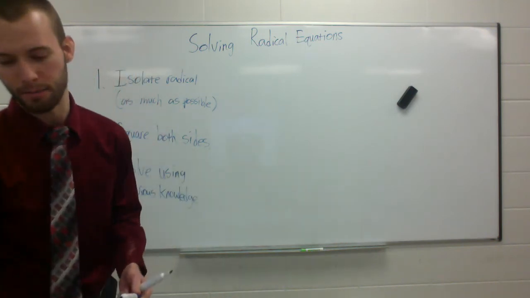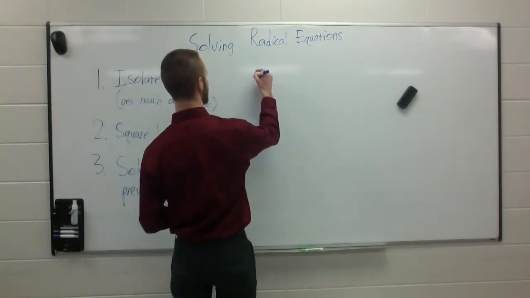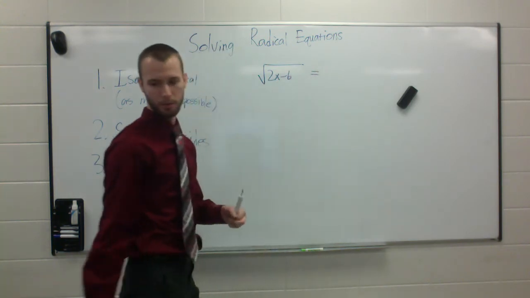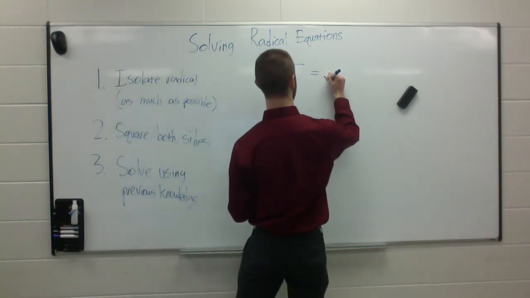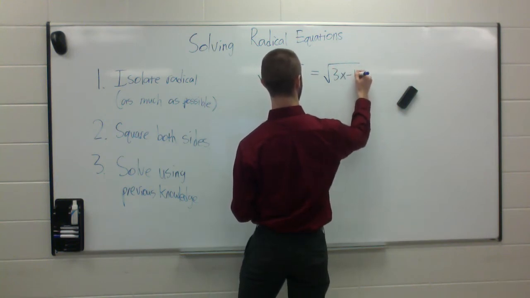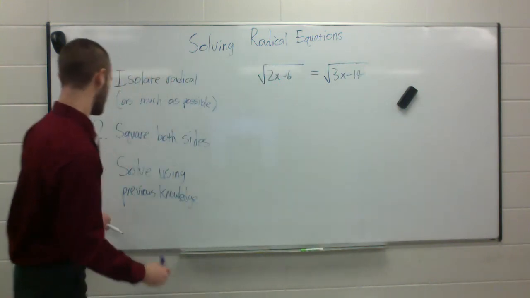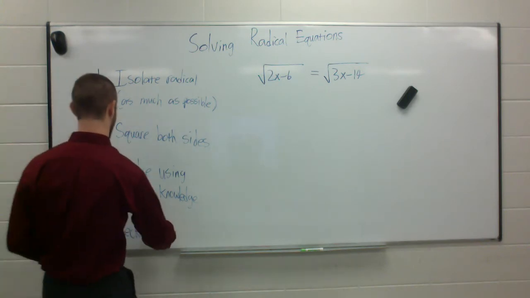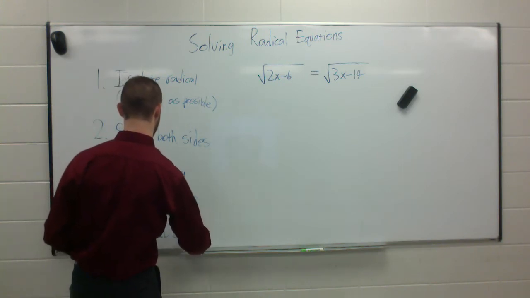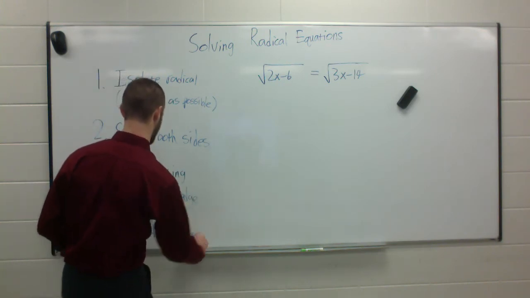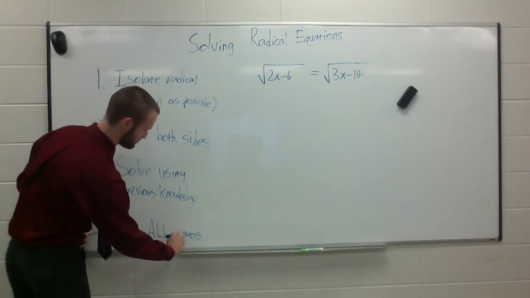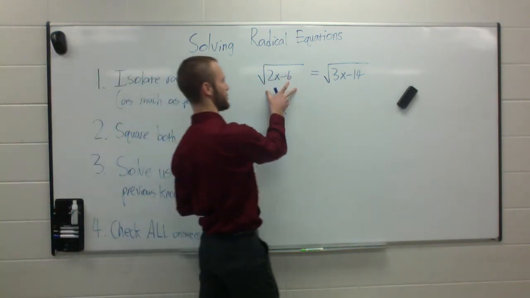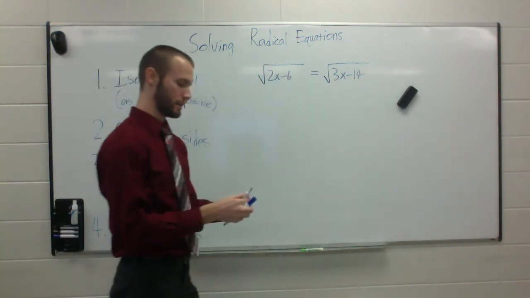So let's look at a second example. The square root of 2x minus 6 equals the square root of 3x minus 14. Forgot a very important last step here. Check all answers. Right? So, we're solving this equation. Square root of 2x minus 6 equals the square root of 3x minus 14.